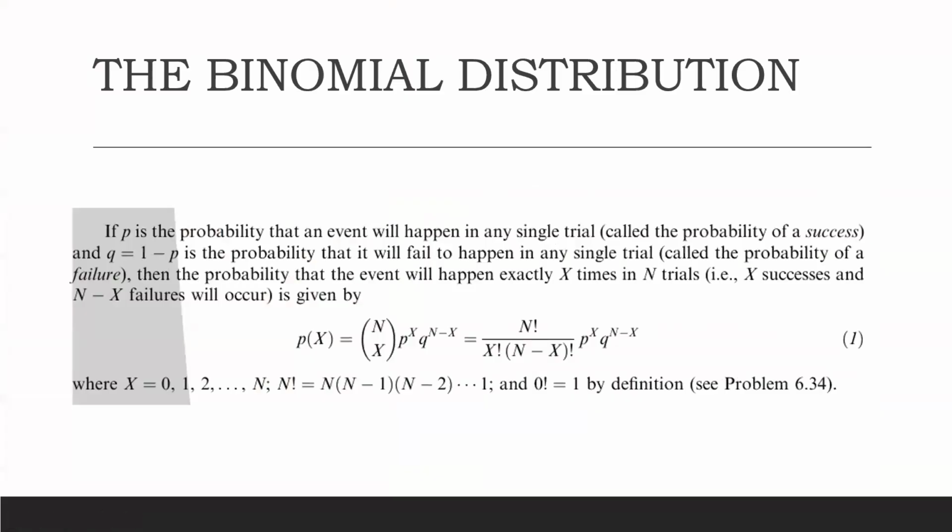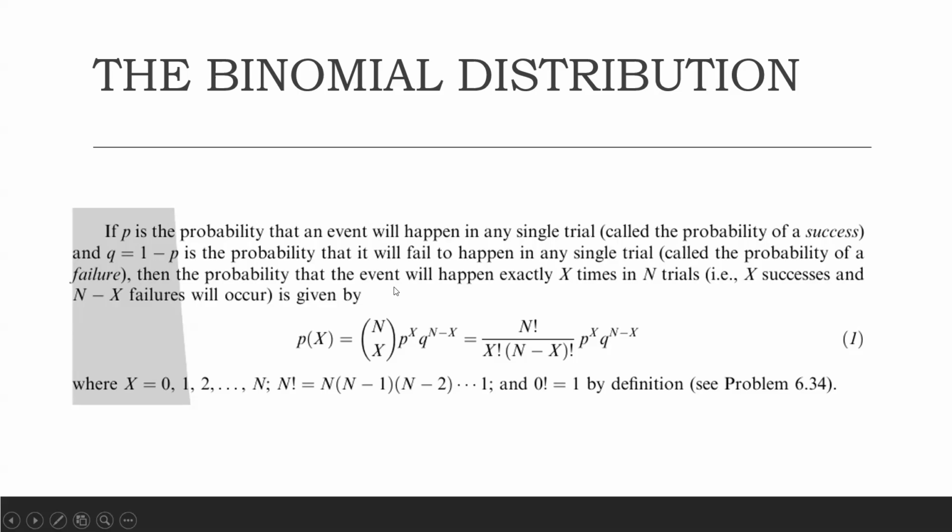Okay, what's the binomial distribution? I think you all have studied these things in your A-level period also, but here we can study them now. If P is the probability that an event will happen in any single trial, it is called the probability of a success. You know already what symbol represents the success rate. We use P.